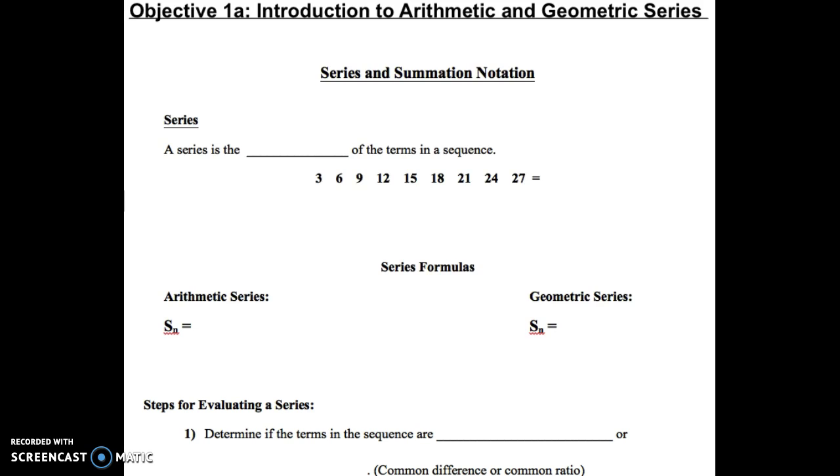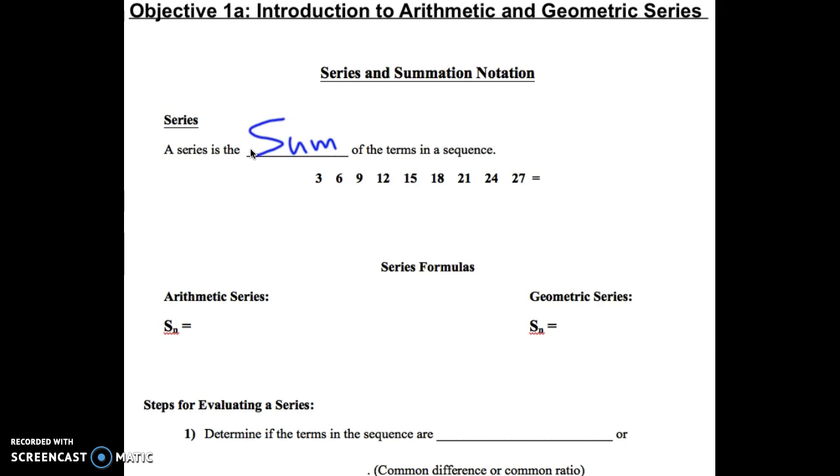This is the first objective, just the introduction to what a series is. So, to begin, a series is the sum of the terms in a sequence. Before this, we've just been working with sequences themselves, numbers that fall in line, and then we've been trying to find if there's a common difference or a common ratio, and that determines if this is arithmetic or geometric.